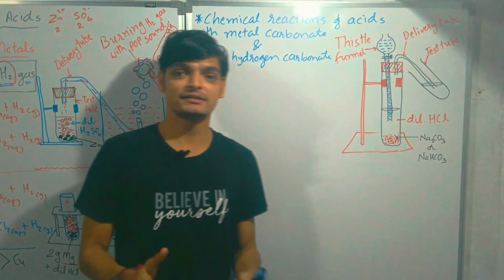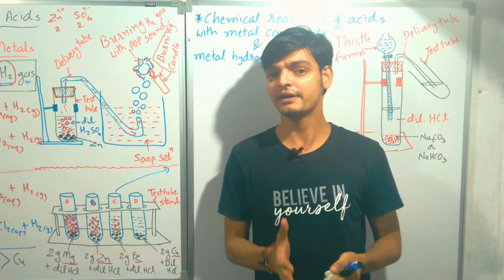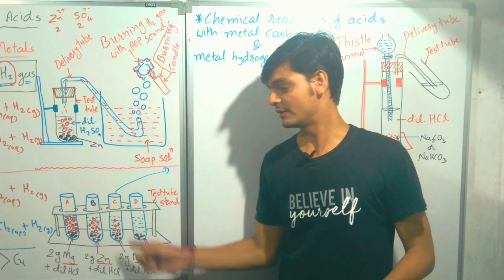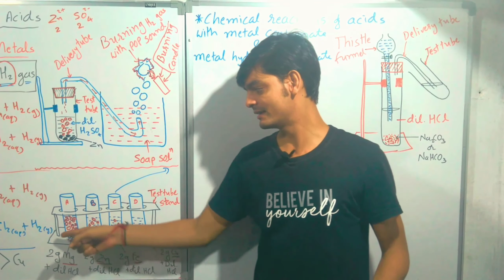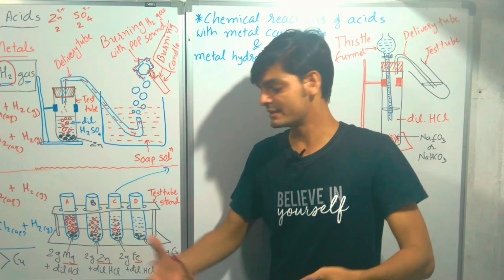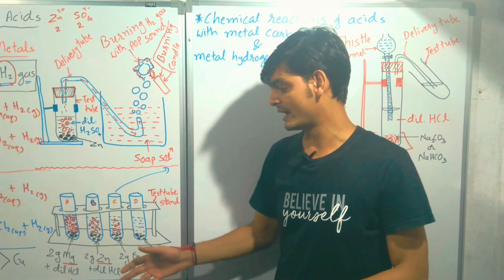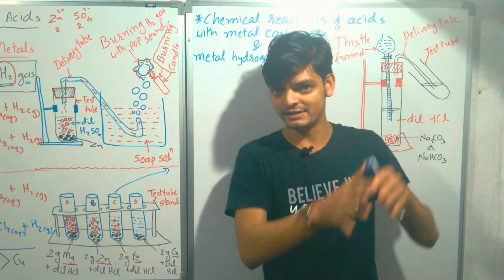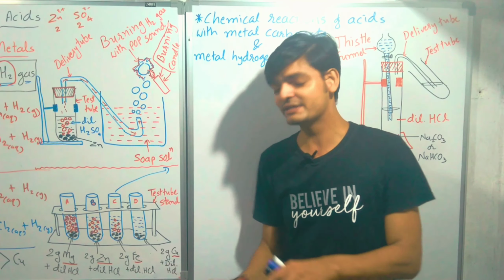Okay, so friends, in the last video we discussed the chemical reactions of acids with metals. Among the different metals, magnesium reacts vigorously, zinc reacts slightly less, Fe has much less reactivity towards the acid, and copper does not react.